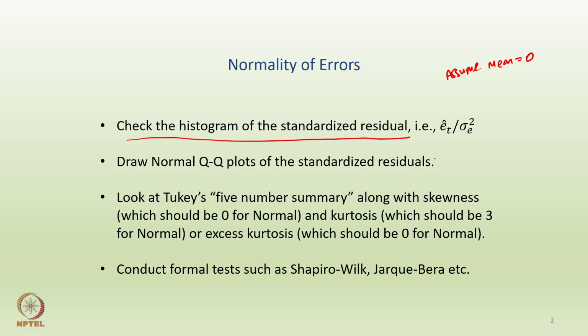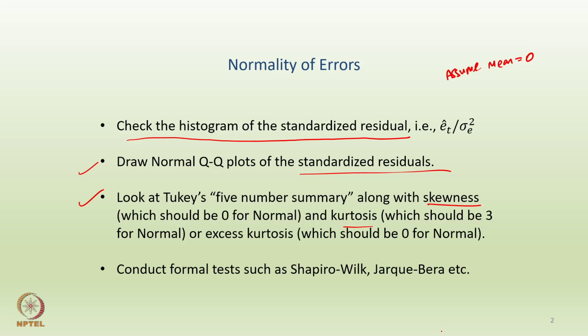Once you get hold of the standardized residuals, you can create a histogram of them. Or one can get hold of something called a normal QQ plot, where QQ stands for quantile-quantile. So, a normal quantile plot, again of the standardized residuals. Or one can look at something called Tukey's 5 number summary. What does this 5 number summary stand for? It gives you several other measures along with, let us say, skewness and kurtosis.